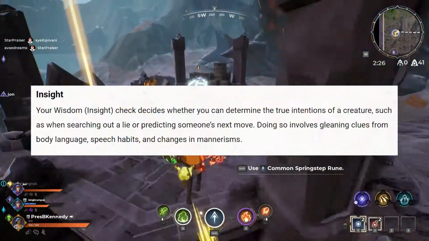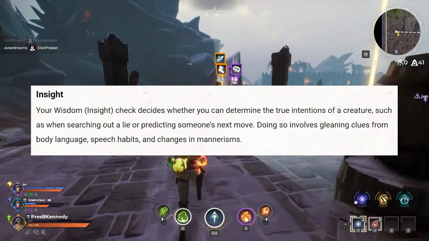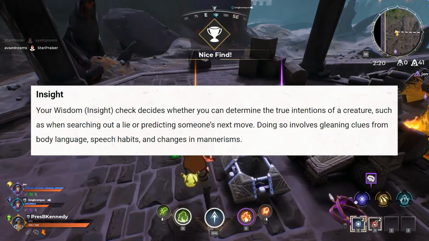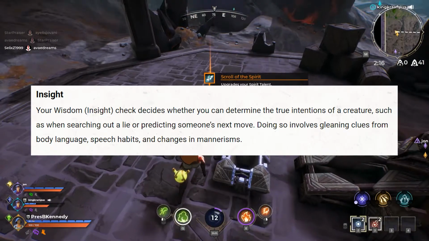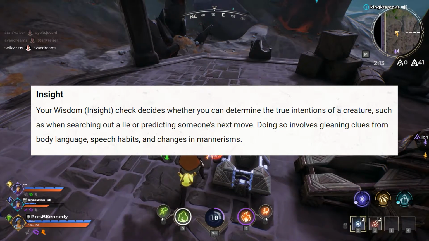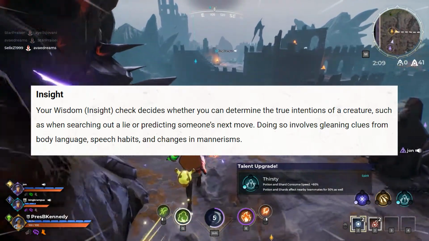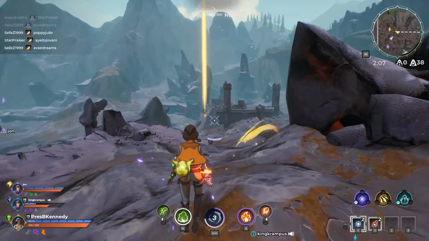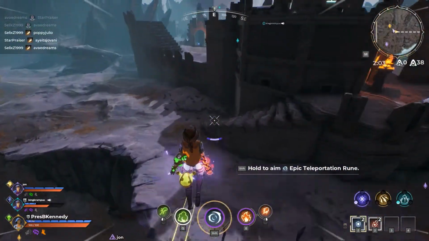Page 178 of the Player's Handbook describes insight as: your Wisdom (Insight) check decides whether you can determine the true intentions of a creature, such as when searching out a lie or predicting someone's next move. Doing so involves gleaning clues from body language, speech habits, and changes in mannerisms. Insight is used for a confirmation of suspicions and to determine if your assumptions have weight.